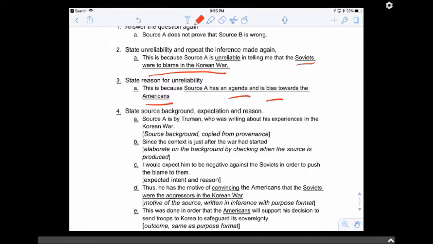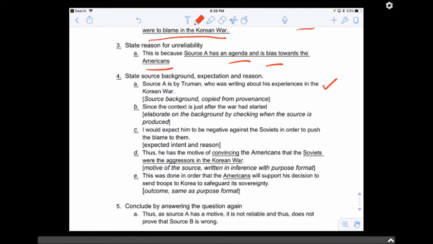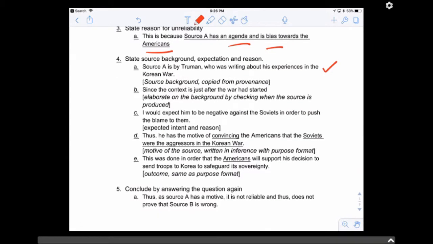What is the agenda? And to do the agenda, you have to do all the things again, starting from the background of the source. It is by Truman, writing about his experiences in the war. The war has just started, so I expect him to be negative against the Soviets in order to push the blame of war to them. Hence, he has a motive of convincing Americans that the Soviets were the aggressors in the Korean War, in order that Americans will support his decision to send troops in Korea to safeguard its sovereignty.